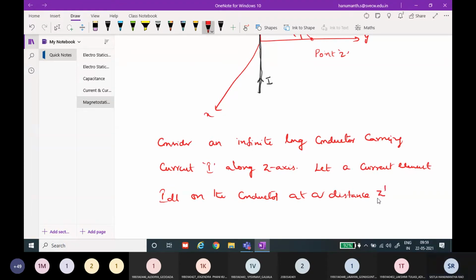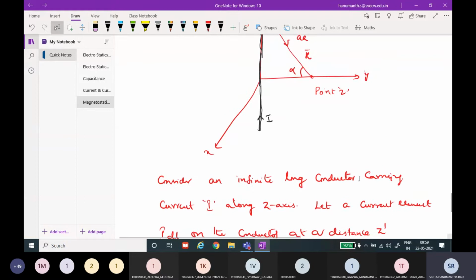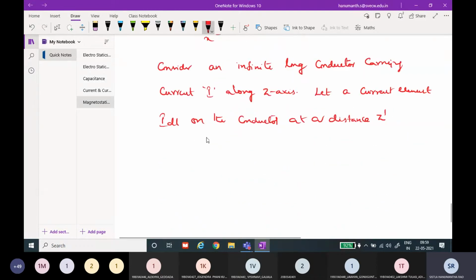z prime. I want to write that at a distance z prime, source. For remembering: generally, the observation point is represented as x comma y comma z, and the source point is represented as x prime, y prime, z prime.